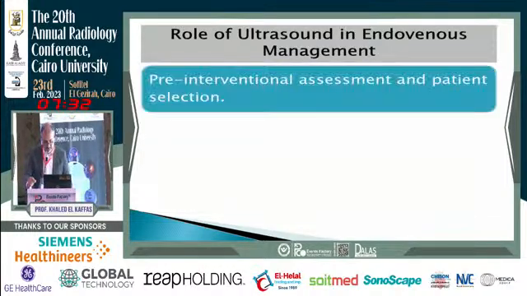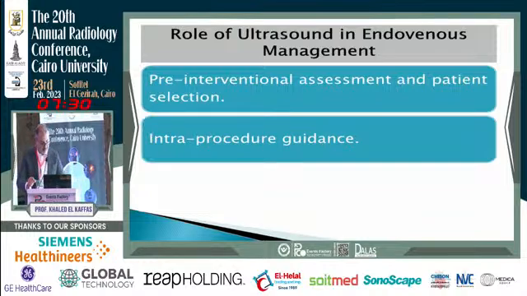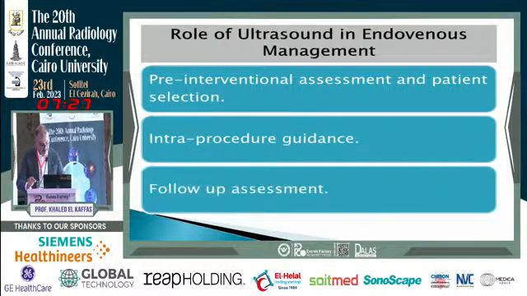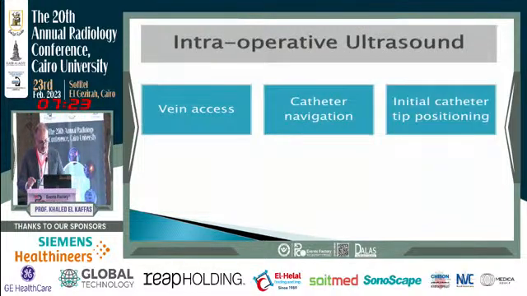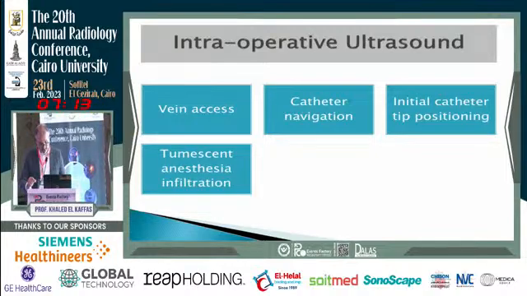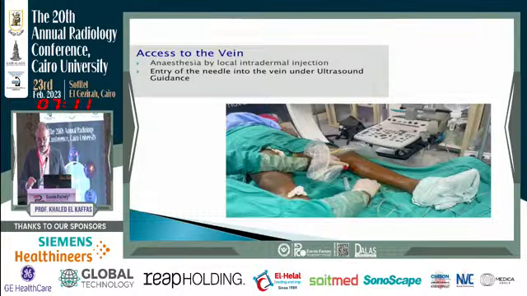So what's our role of ultrasound? Pre-interventional assessment, intra-procedure guidance, and follow-up assessment. Now we talk about thermal ablations. In the intraoperative procedure, we first do vein access, ultrasound-guided catheter navigation, initial tip positioning, tumescent anesthesia infiltration, and final tip positioning, then confirmation of the study.